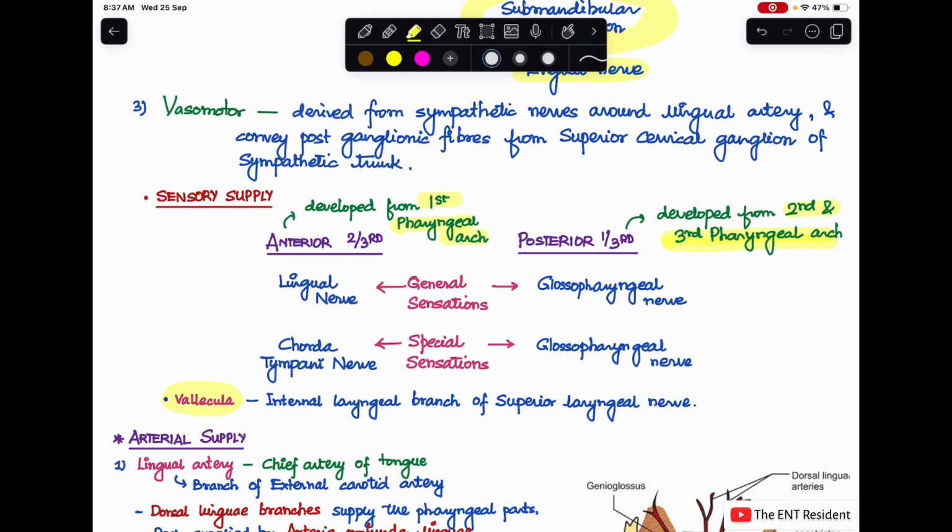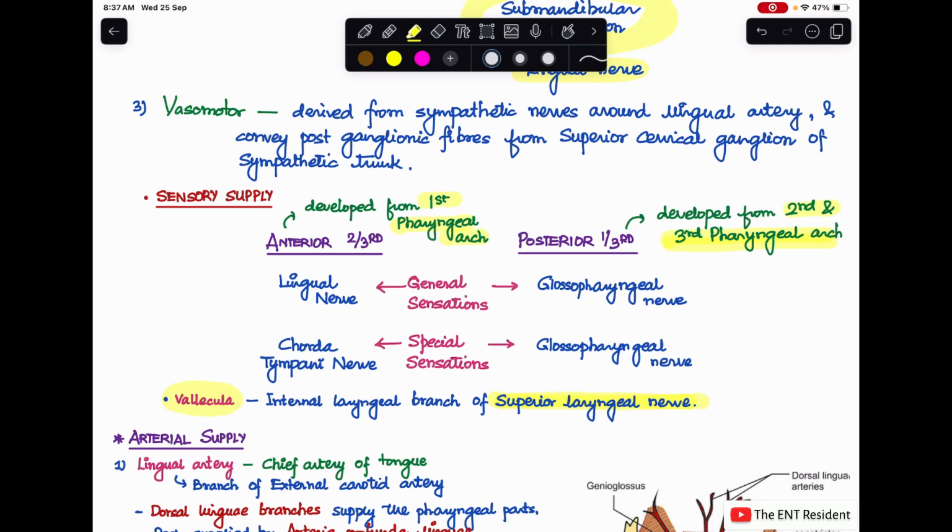The vallecula, I told you, is formed by a reflection of the mucous membrane from the posterior third of the tongue onto the epiglottis. And because of the two folds, the median and the lateral glossoepiglottic folds, there is a depression that forms on either side of the median fold, which is known as the vallecula. And this vallecula does not have the same sensory supply as the rest of the tongue. This is supplied by the internal laryngeal branch of the superior laryngeal nerve. I have discussed more about vallecula in my previous videos in anatomy of larynx, so you can check it out over there.